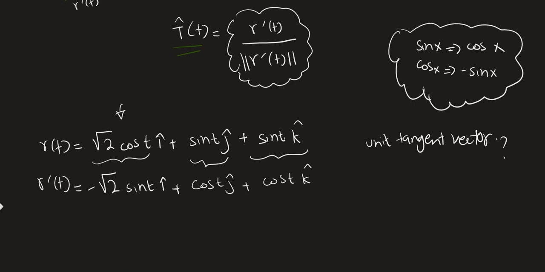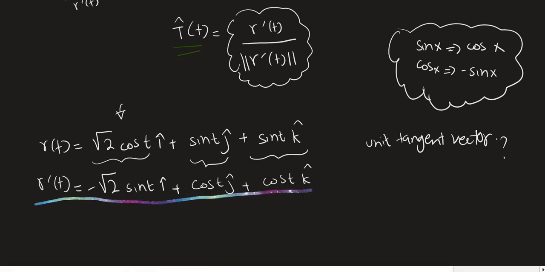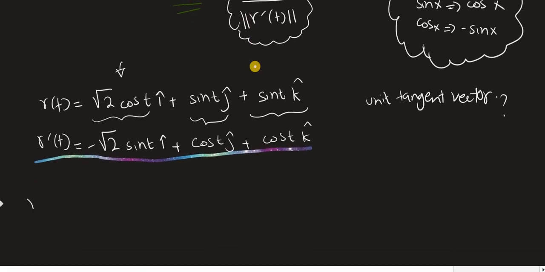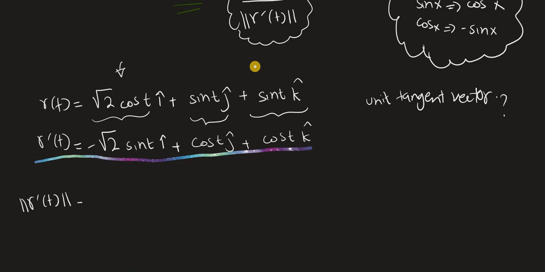Okay, so we just calculated r prime of t. Now what's the next step? The next step is to take the norm of this r prime of t, the tangent vector, right? So let's just take the norm of this. Do you remember taking the norm of it?